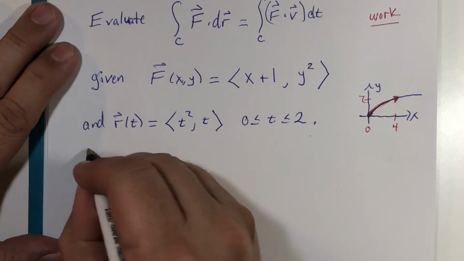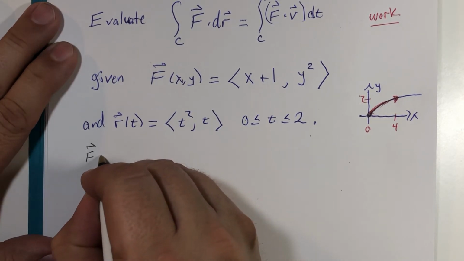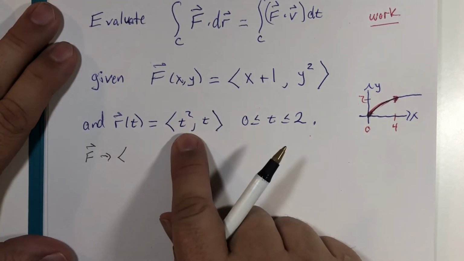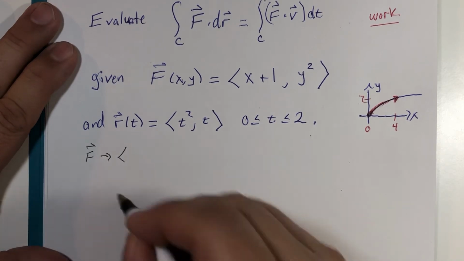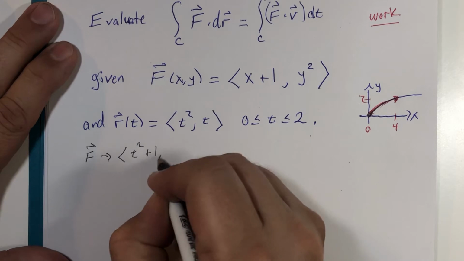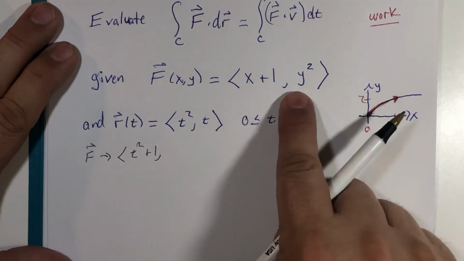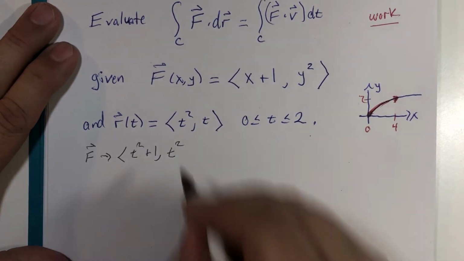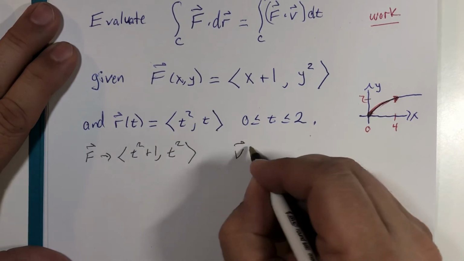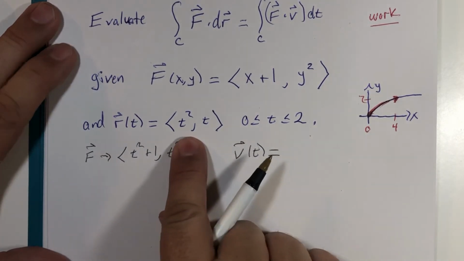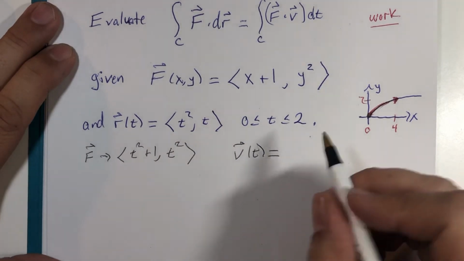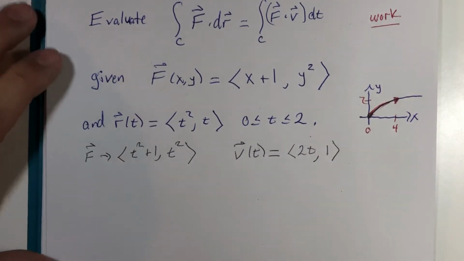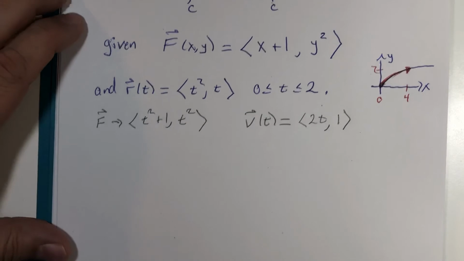Vector field is going to become x plus 1, but I can see here on this particular path x is t squared, so that will be t squared plus 1. Y component is t, so y squared would be t squared also. The velocity vector is the first derivative of the position, so that's going to be 2t comma 1. I now have enough to set up my definite integral.